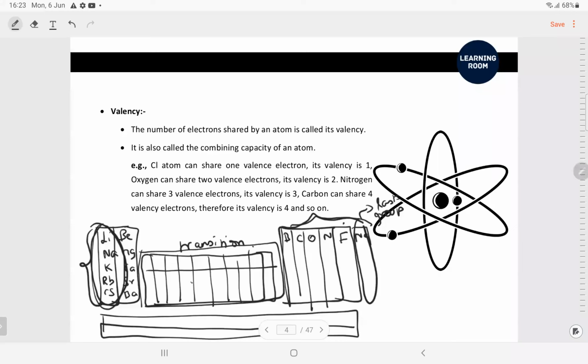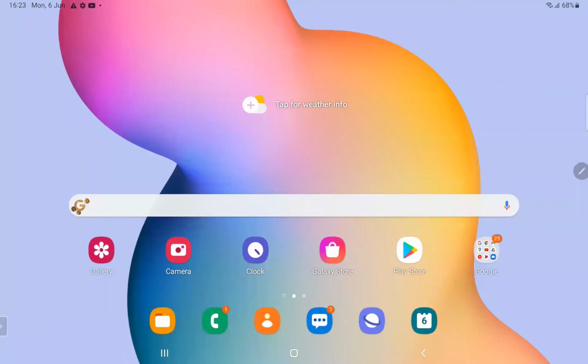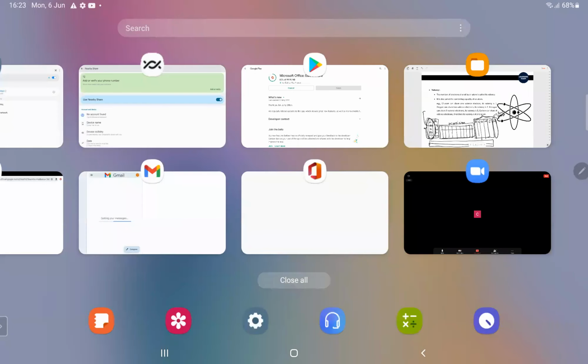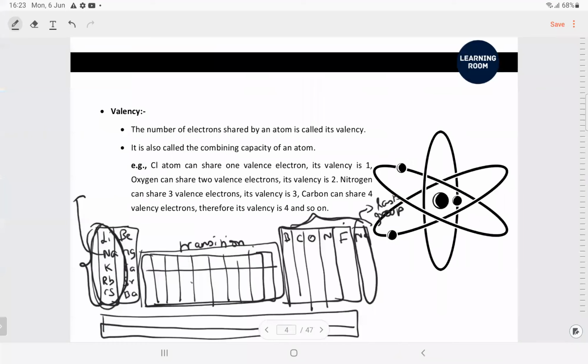So if I'm taking sodium, for sodium the atomic number is 11. So when it is 11, the diagram will be: there will be 2 electrons here, 8 electrons and 1 electron. This 1 electron is the valency. So the valency of sodium is 1.